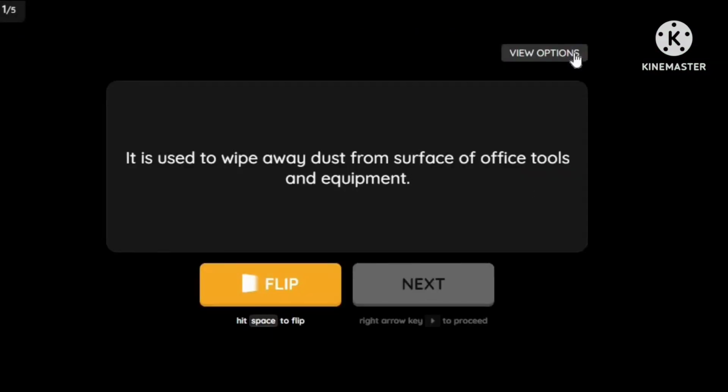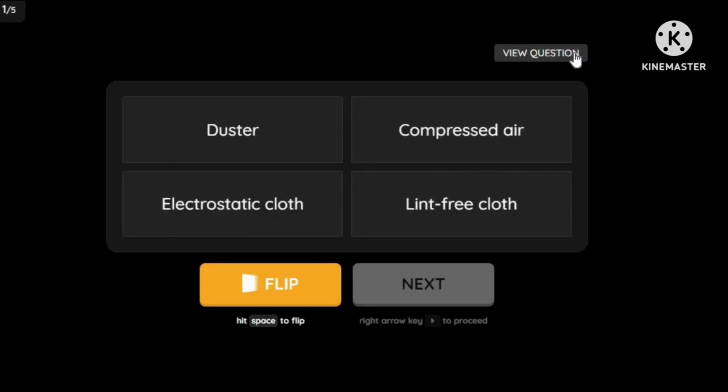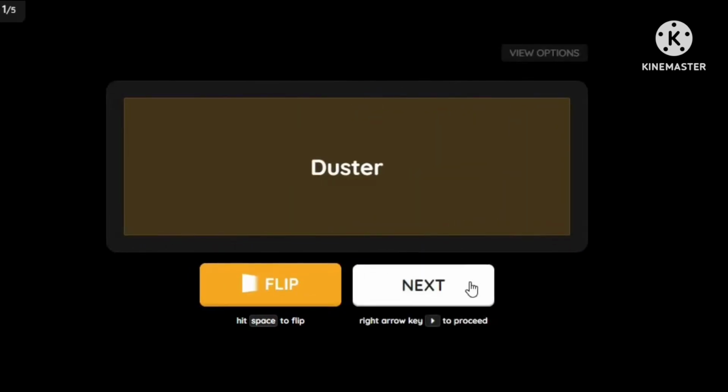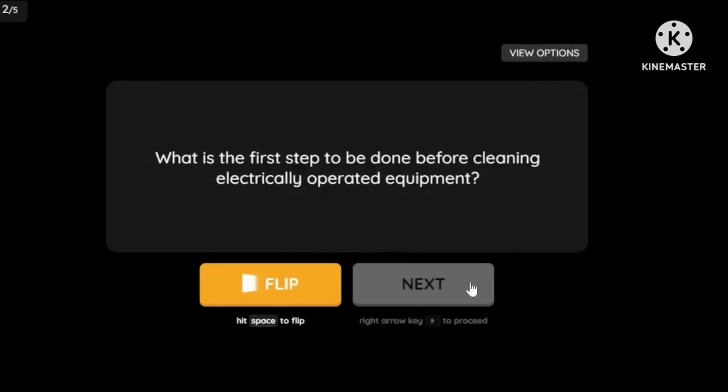Question number 1. It is used to wipe away dust from the surface of office tools and equipment. Is it duster? Electrostatic cloth? Is it compressed air? Or lint-free cloth? What do you think is the correct answer? The correct answer is duster. Very good.